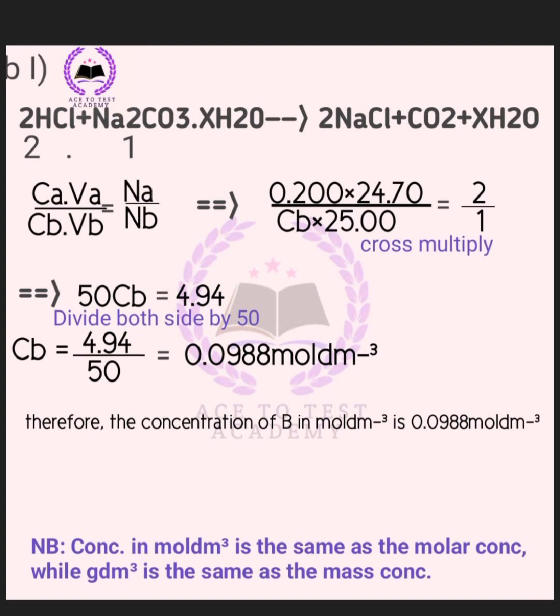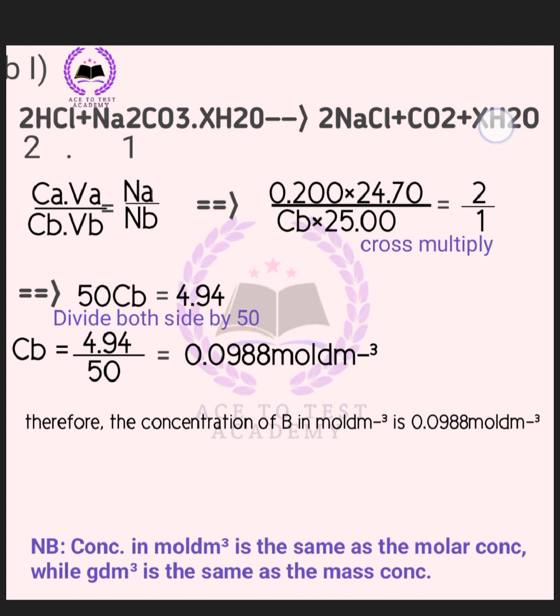And take note, the concentration in mole per dm cube that we have to find is the molar concentration. Do you understand? But if they say gram per dm cube, that's what? That's the mass concentration. I made a mistake. The concentration in mole per dm cube is our molar conc, while the concentration in gram per dm cube is our mass conc.